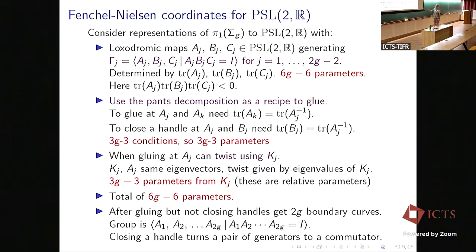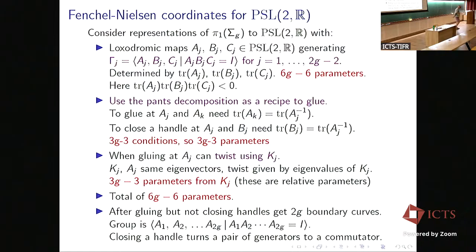When I've done my gluing but no handle closing, remember that every time I did that, I got a sphere with a certain number of holes. So I've now got a sphere with 2G holes. And that's going to be given by the curves around the 3 boundary components. And then the relation is their product. It should be the identity.